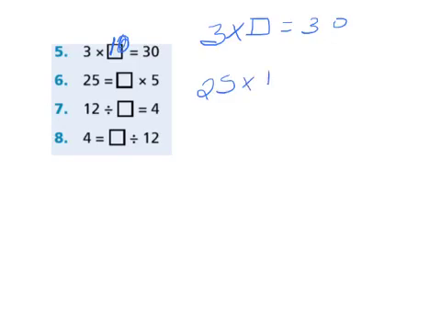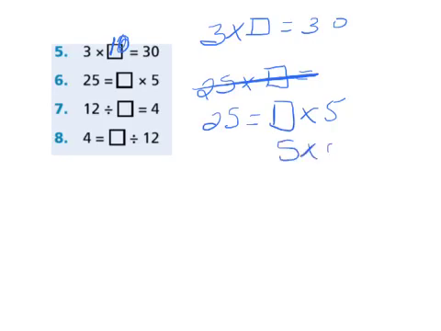25 is equal to what times 5? Well, what times 5 is 25? Well, 5 times 5 is 25. So then 5 is our unknown number.